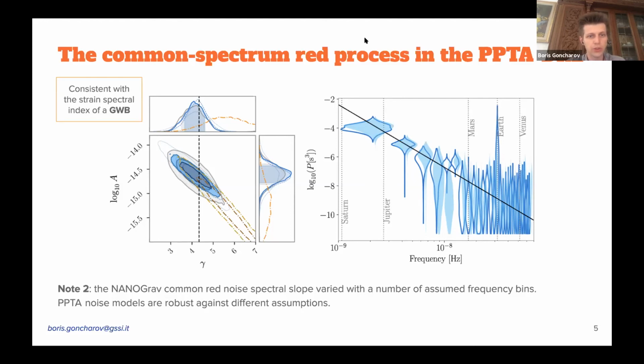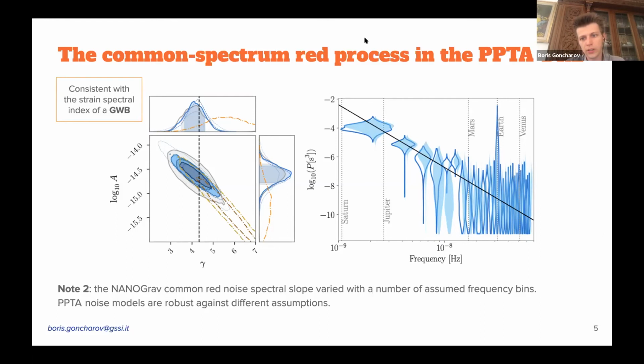The orange represents the NANOGrav measurement, and the blue and gray represent the different assumptions under the PPTA measurement. The interesting thing is that with the PPTA measurement, we were able to infer basically the same measurement, while NANOGrav, under some different assumptions on the number of fluctuation frequencies of the timing residuals, had slightly different measurements. So that's one interesting thing.